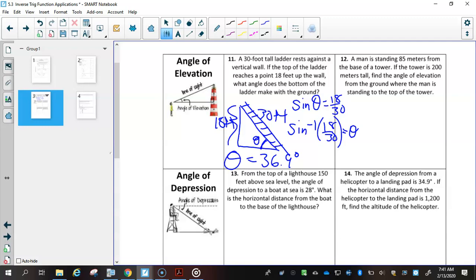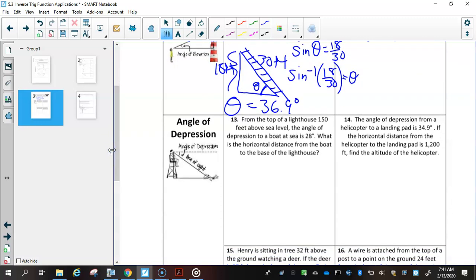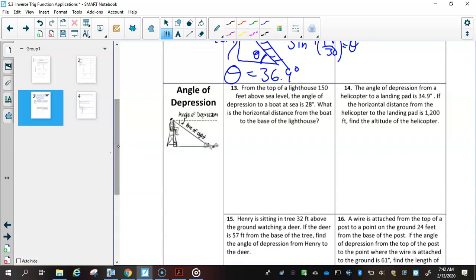Angle of depression is a little different, really, because of the way you draw your picture. So let's do a couple of those. It's kind of the same, except now, instead of looking up, your line of sight is looking down. The angle of depression, that's why it's down. When you draw your triangles, they're going to be upside down. So if the lighthouse is 150 feet above, let's say this is my lighthouse, I'm not going to make it pretty.